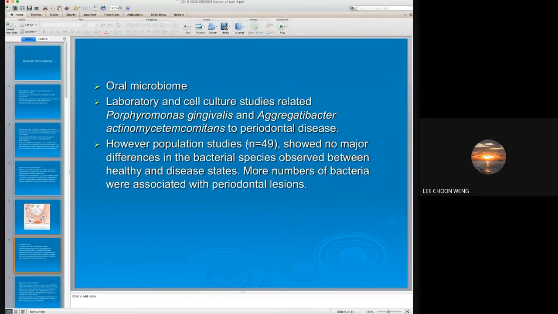A possible reason for this lack of correlation could be that in the population study, the sample size is too small. Okay, so a larger sample size will be better for microbiome studies.